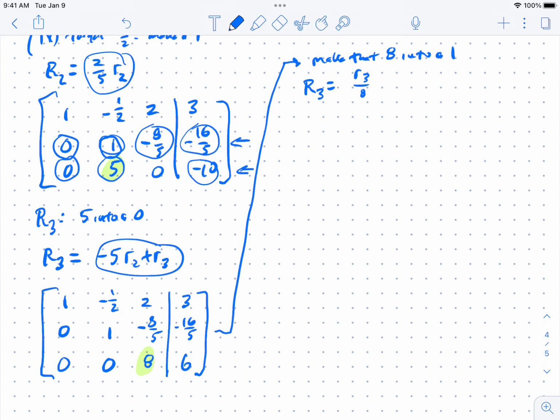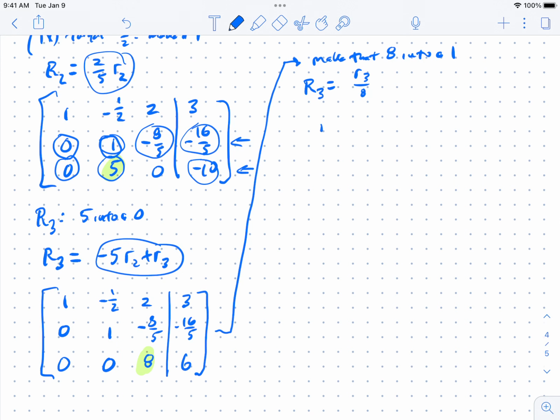That'll do it. So remember, to make a 1, you're always doing a divide or a multiply by a reciprocal. To make a 0, you always have to add equations together. So making the zeros is a little more involved, but making the 1s is usually kind of fun. So I'm dividing row 3 by 8.